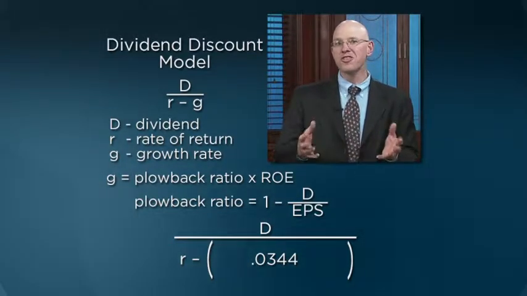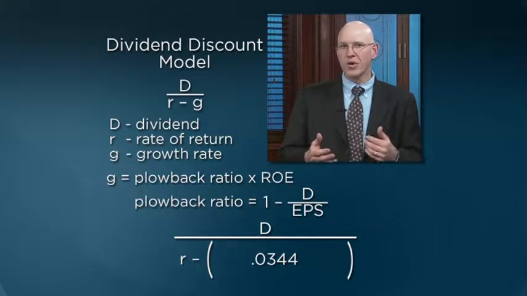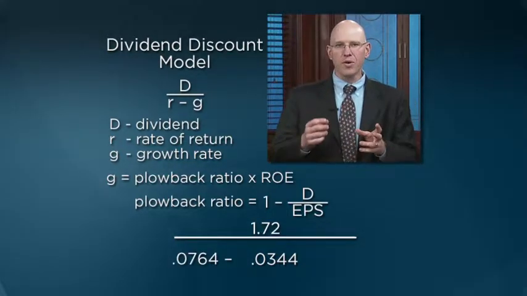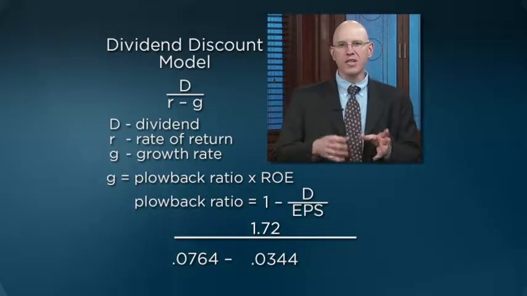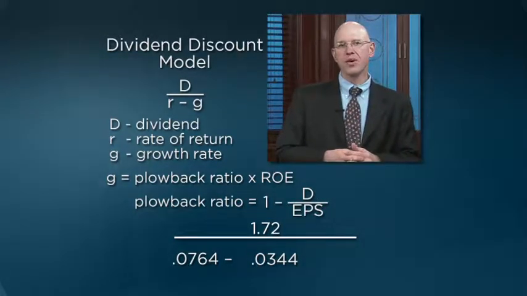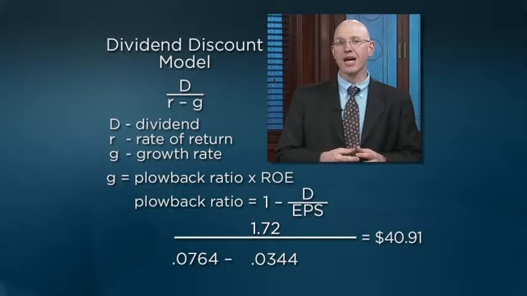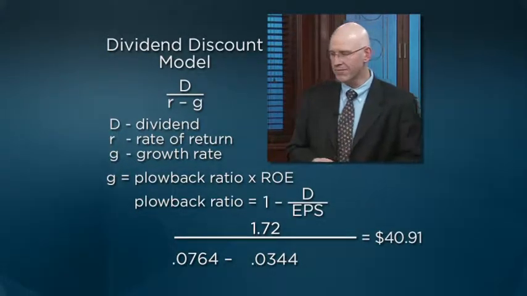When we plug this G into the DDM formula, we get that the price is equal to D over R minus G, $1.72 over the difference between 0.0764 and 0.0344, which gives us $40.91. Now we've gone through a basic DDM analysis and showed how to use all three methods of estimating the dividend growth rate to implement this valuation model.